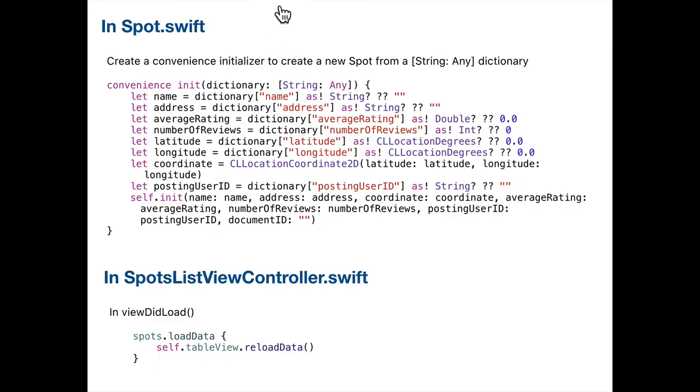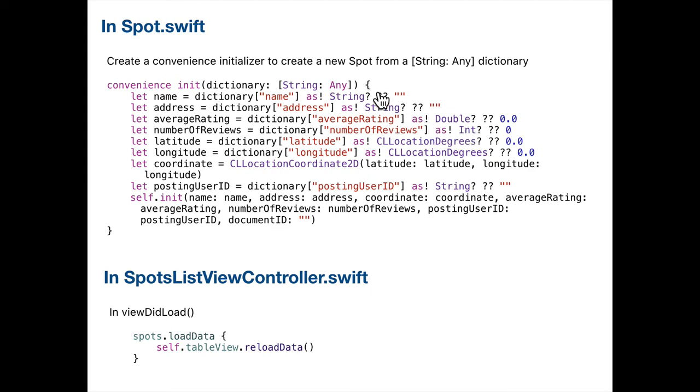Now, this is going to be what the dictionary is going to look like. So this is going to be a new convenience initializer. I'm sorry, the convenience initializer that accepts a dictionary. And what we're going to do is go through all of the key value pairs. So we simply refer to dictionary and then each of the keys. So key name should be a string, key address should be a string, key average rating should be a double, key number of reviews should be an int.